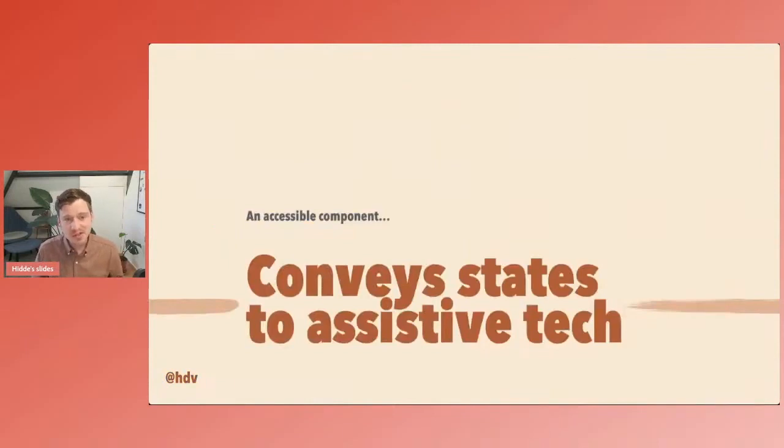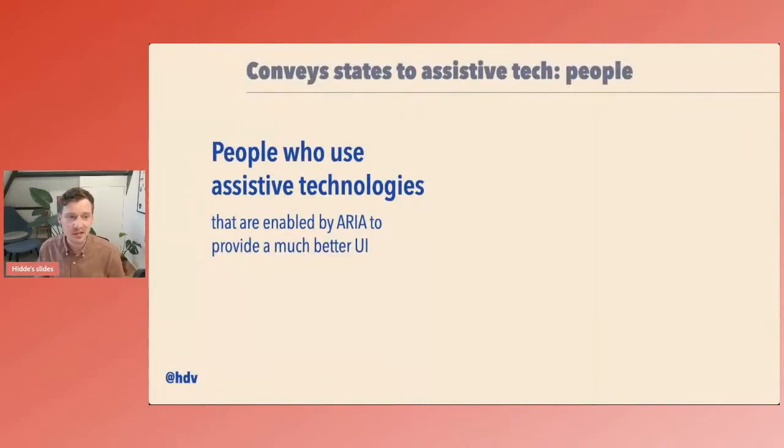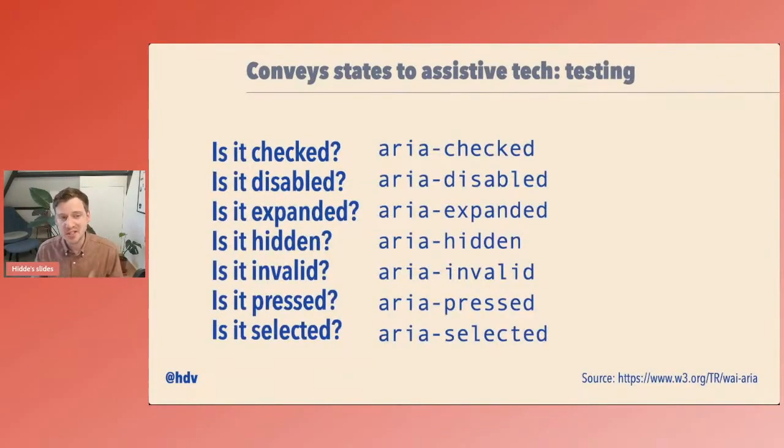Then accessible components also need to convey states. I mentioned before, they are part of the accessibility tree. There's names, there's roles, and there's states. And states are particularly relevant for people who use assistive technologies because those technologies will be using ARIA to provide a better UI. Think about things like, is this checked? Is it disabled, expanded, hidden, invalid, pressed, selected? So these are all different states that you can convey to assistive technologies by using ARIA attributes that correspond with them.